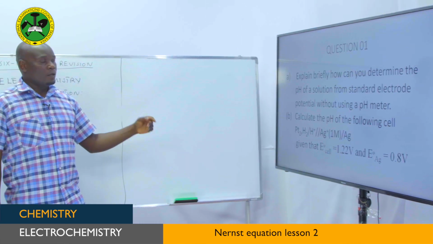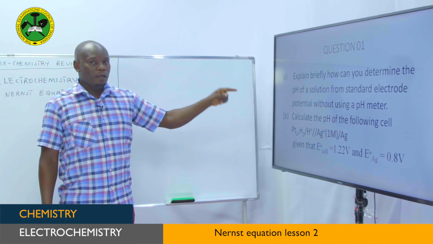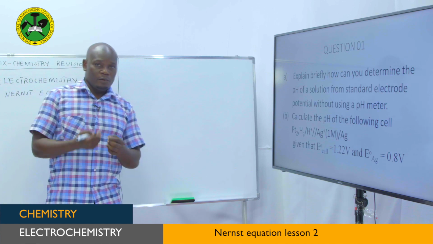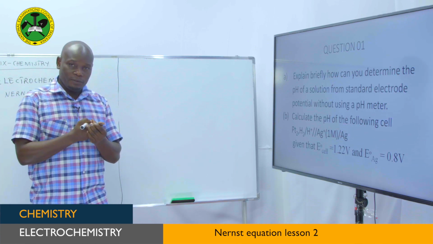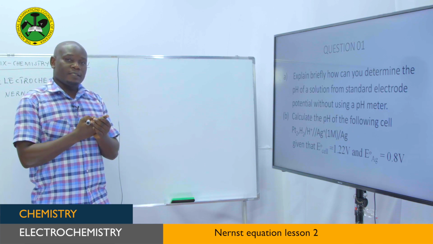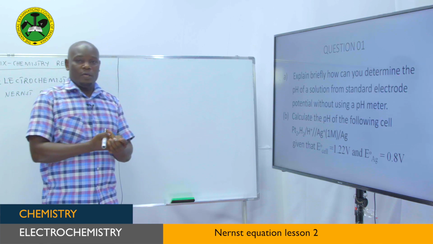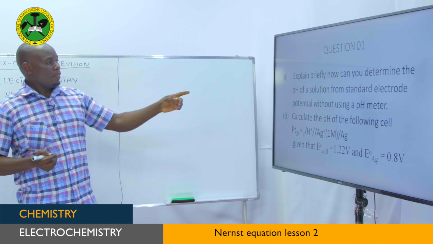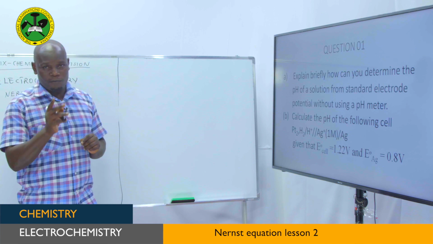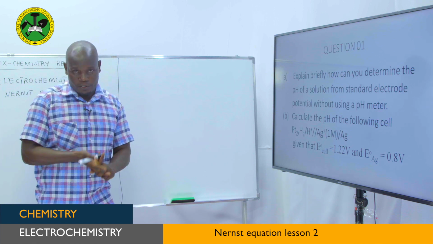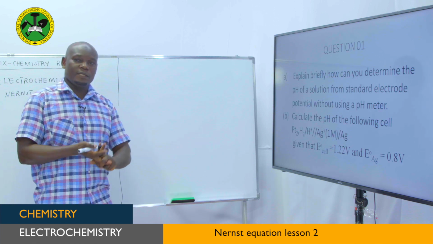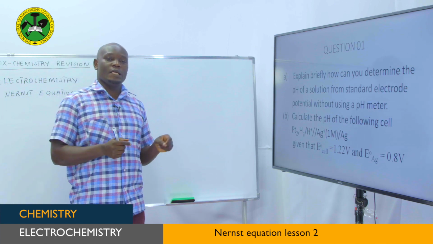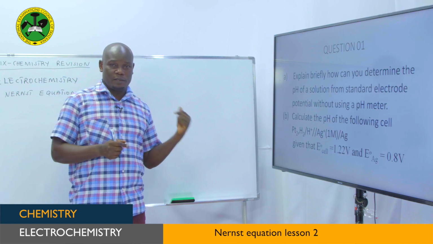In this question, the hints you are supposed to consider are, first, you must have a standard electrode with a known standard electrode potential. Second, you must also have the hydrogen electrode. So the standard electrode and the hydrogen electrode, and the hydrogen electrode must be dipped into a solution of unknown pH.